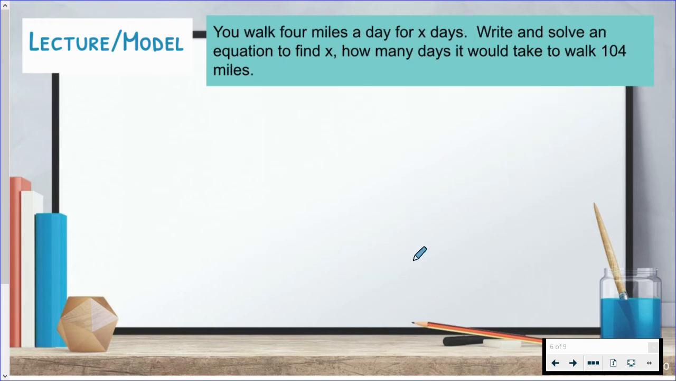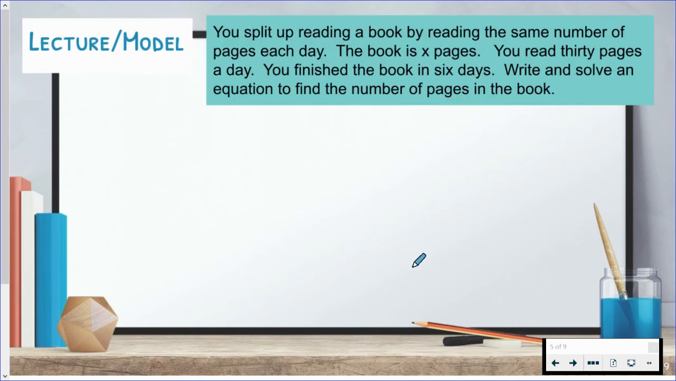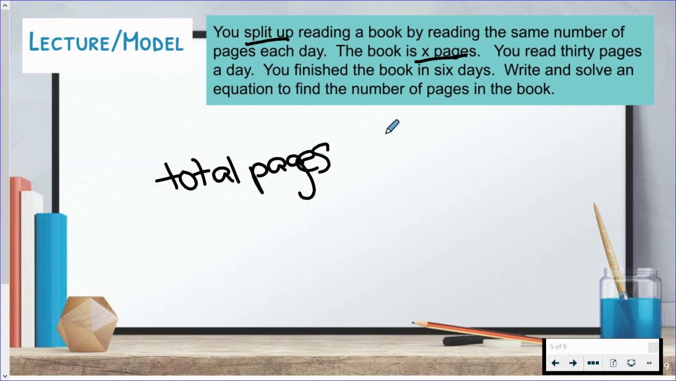All right, 2 more examples. You split up, those are important words, split up reading a book by reading the same number of pages each day. The book is X pages. You read 30 pages a day. You finish the book in 6 days. Write and solve an equation to find the number of pages in the book. So we know that we are splitting the total pages, and we finished the book in 6 days, it said.